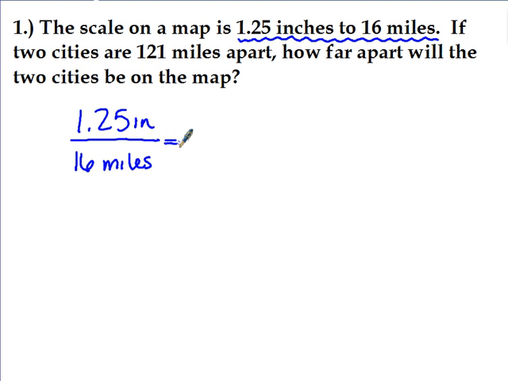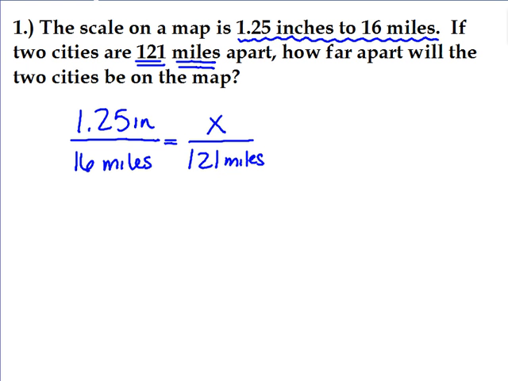Now my second fraction, remember I said I want to keep my units together, so I'm going to put inches on the top and miles on the bottom. So it tells me 121 miles apart, so that's going to go on the bottom. And then how far apart will the two cities be on the map? That's going to be x. That's what I'm trying to find out.